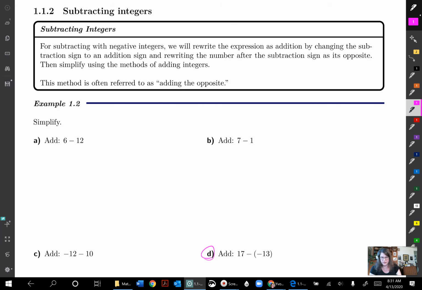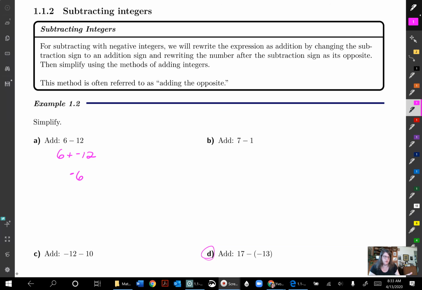So for example 1.2, we have A, add 6 minus 12. So you're just gonna, again, you could rewrite it like this, adding the opposite, 6 plus -12. And again, you're just gonna find the difference of the two numbers, which would be 6, and the larger absolute value is 12, so we take that sign. So it's -6.